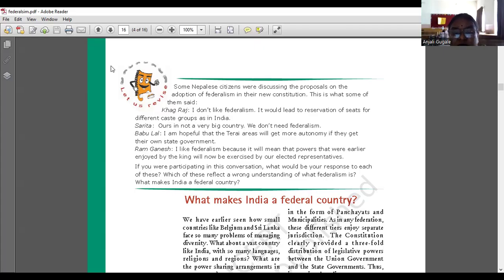Ram Ganesh says, I like federalism because it will mean that powers that were earlier enjoyed by the king will now be exercised by our elected representatives. Okay. So again, this is a very correct statement.